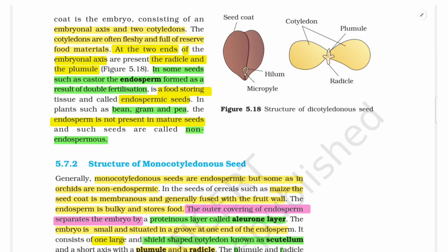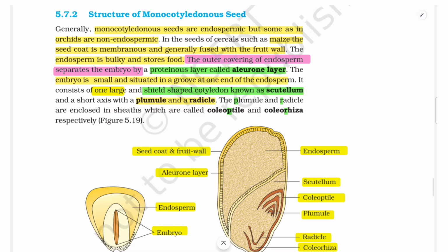In some seeds, such as castor, the endosperm formed as a result of double fertilization is a food storing tissue and are called endospermic seed. In plants such as bean, gram, and pea, the endosperm is not present in mature seeds, and such seeds are called non-endospermic seed. 5.7.2 Structure of monocotyledonous seed. Generally, monocotyledonous seeds are endospermic, but some, as in orchids, are non-endospermic.